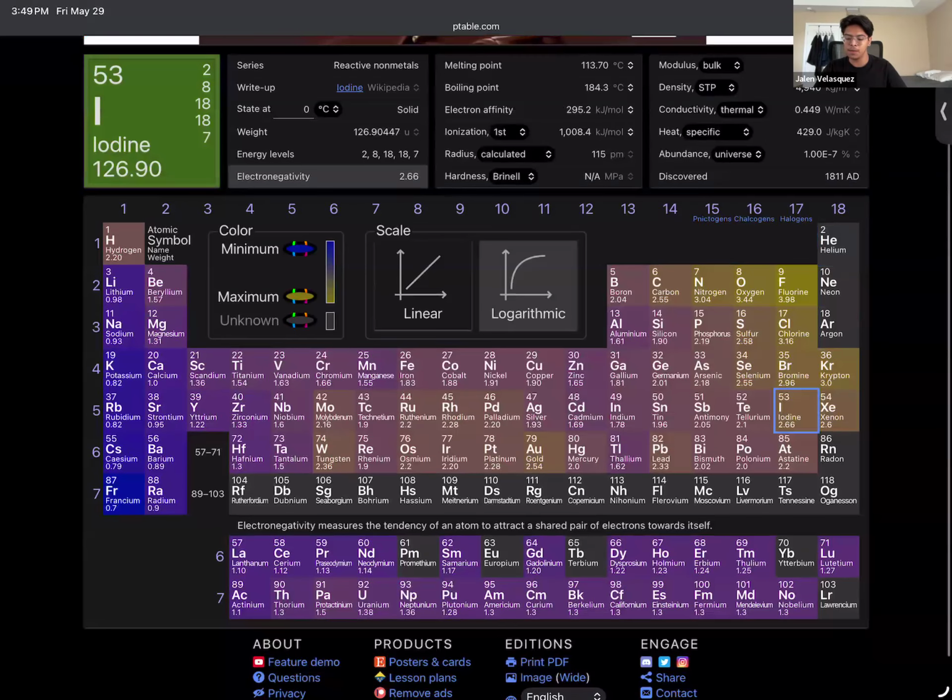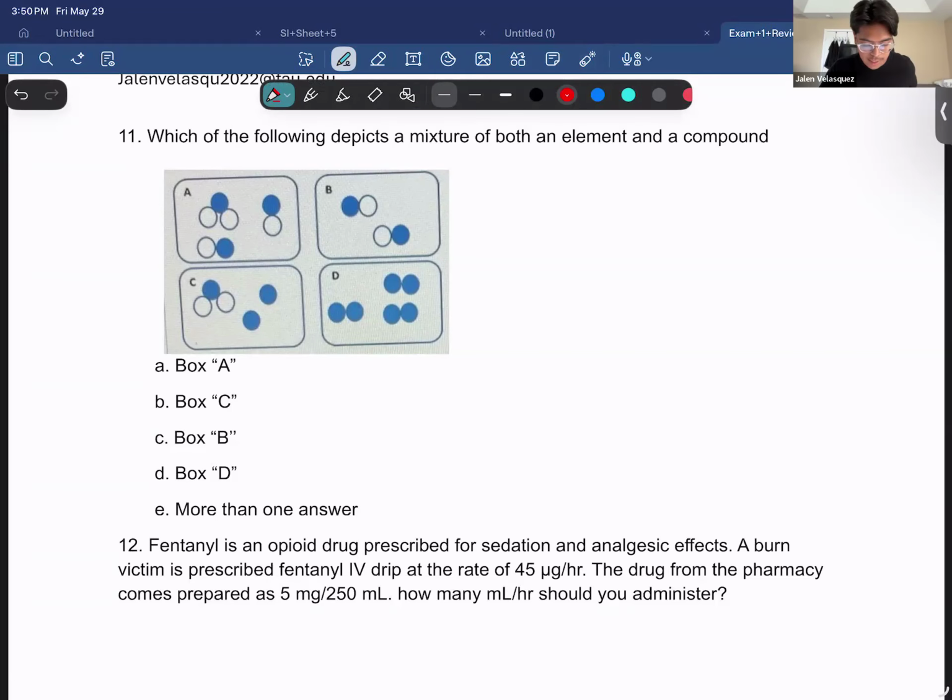We're going to talk a lot more about that later on in the semester. Any questions? I think this is page 2 so far. Any questions here? All right. Number 11 says, which of the following depicts a mixture of both an element and a compound? I want to see which of these boxes has both an element and a compound. So it's box A, box B, box C, or box D.